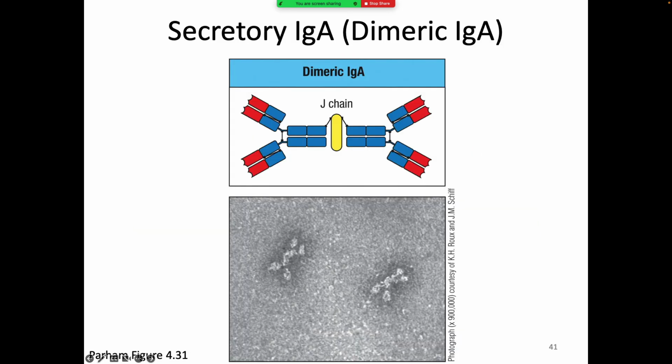IgA is also generally thought of as a dimer. It also binds to the J or joining chain, and so we get dimeric IgA, where we can get 2 molecules held together. So we've got 4 binding sites.